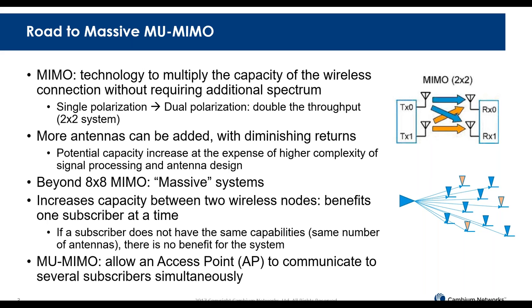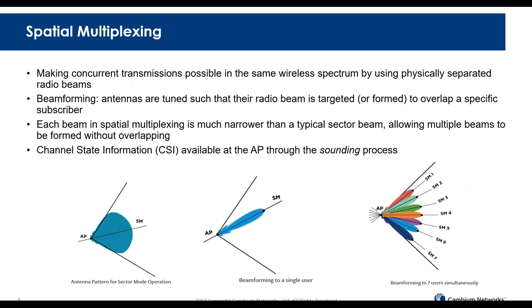The last piece in the massive MU MIMO terminology is the multi-user portion. MU MIMO allows the access point to communicate to several subscribers simultaneously. Again, this happens in the same spectrum, and multiple data streams are sent to multiple users, therefore making the communication even more efficient.